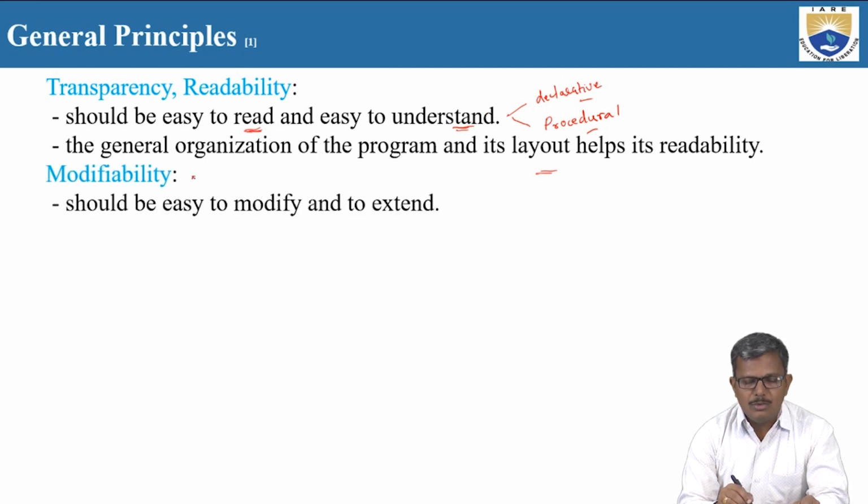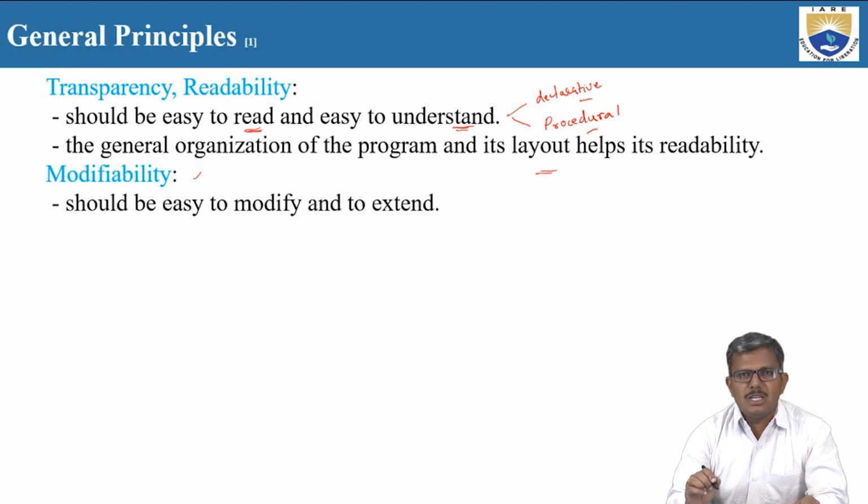The next one is modifiability. This is also very, very important. As we know, especially in artificial intelligence problems, they depend completely on the knowledge base we are supplying to them. If the AI program is exhibiting a certain kind of intelligence, it depends completely on the knowledge we are giving to that program. So we cannot say that this knowledge is going to be stable and fixed every time.